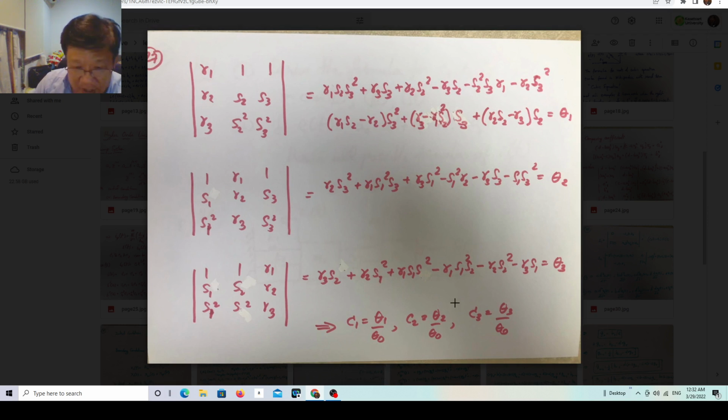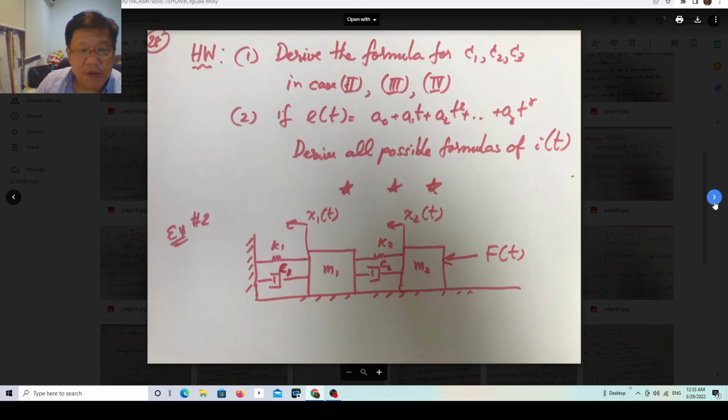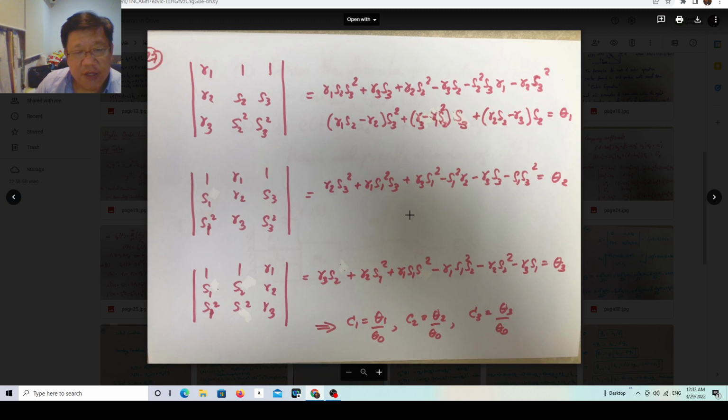But the resulting is that it will be here. This is according to Cramer's rule, okay, from very fundamental matrix theory here. C sub 1 is theta 1 divided by theta 0. C sub 2 is theta 2 divided by theta 0. And C sub 3 is theta 3 divided by theta 0. Okay, so now you know that the problem in the first case is almost finished. Okay, we finish here.